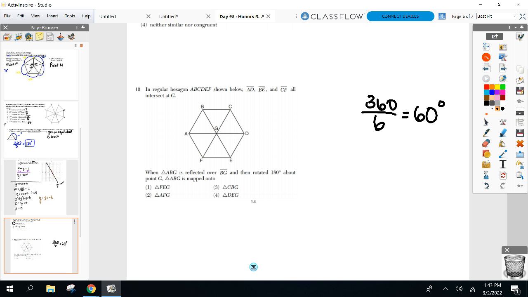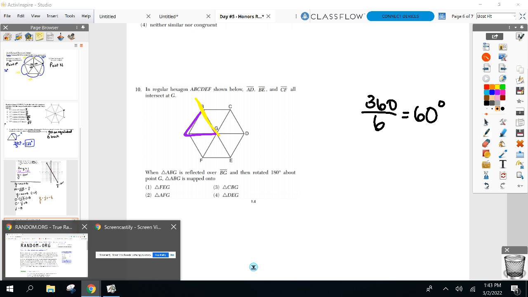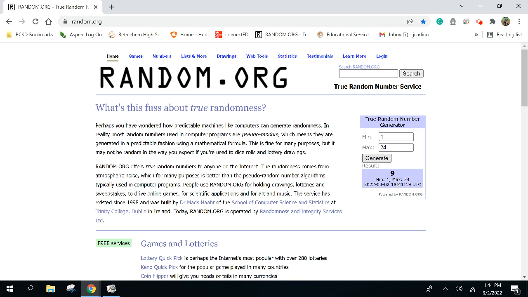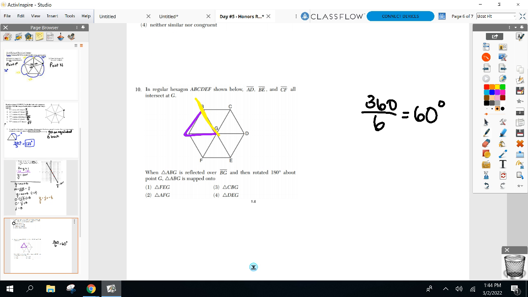Starting triangle is ABG. You're going to reflect it over BG. Where's it go? Name the triangle. If I take ABG and reflect it over BG, where does it go? Not my final answer, I just want to know where this one goes. Where's this triangle go, Eva?